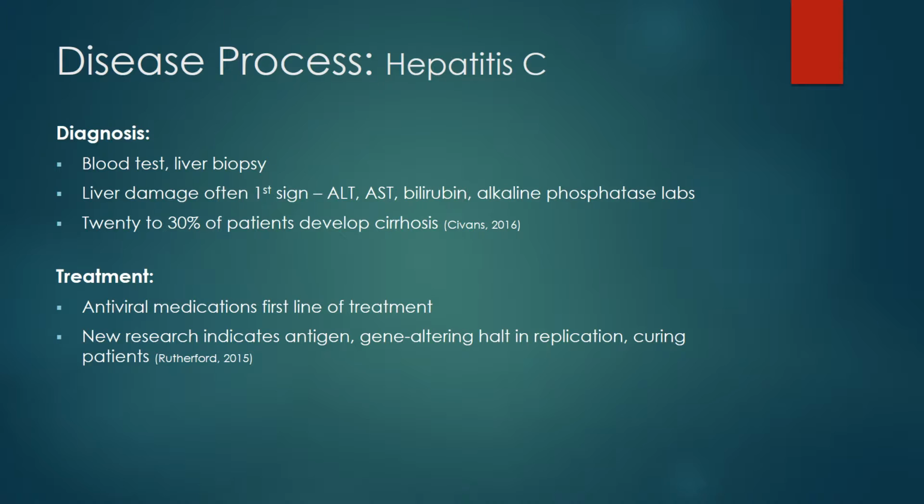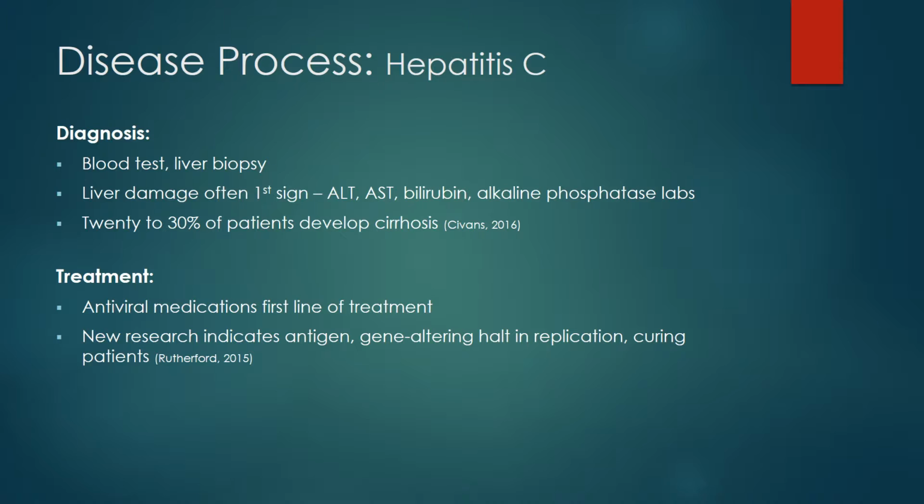Liver damage, though, a lot of times is the very first sign, because again, people can go for years asymptomatic and have no idea that they have come into contact with the hep C virus. But liver labs, bilirubin, alkaline phosphatase labs will be checked for proper liver functioning. And then at least 20 to 30% of patients with the hepatitis C virus do eventually develop some sort of cirrhosis of the liver, or the hardening of the liver that renders it really incapable of functioning properly.